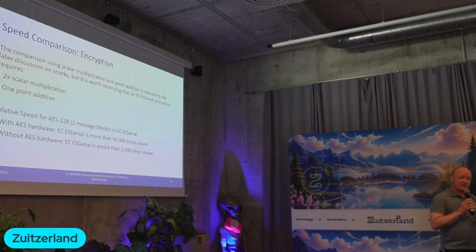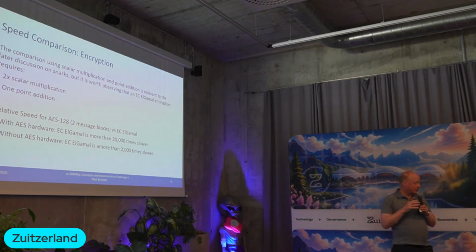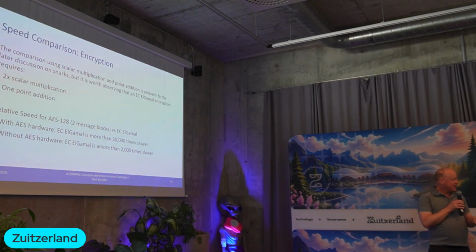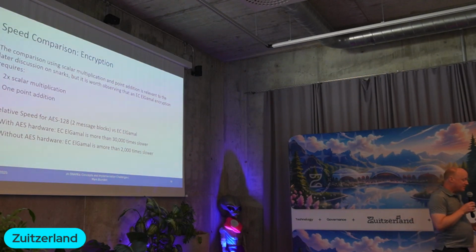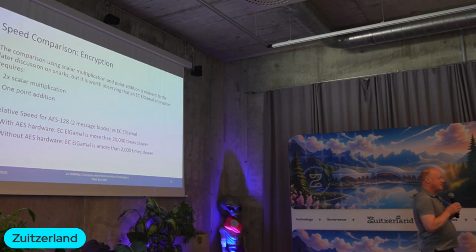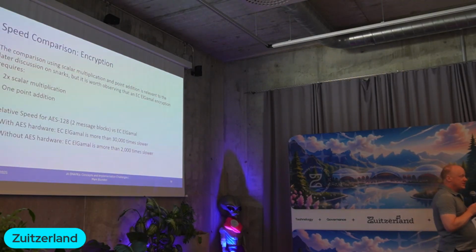We have a comparison here which actually uses 2 AES blocks compared to one elliptic curve ElGamal encryption. That's just because of the amount of data that you encrypt in one go. So 2 AES blocks is more or less the same size of data as one encryption with ElGamal. So we can see that for proper encryption comparison, AES is still 30,000 times slower than one EC ElGamal encryption.